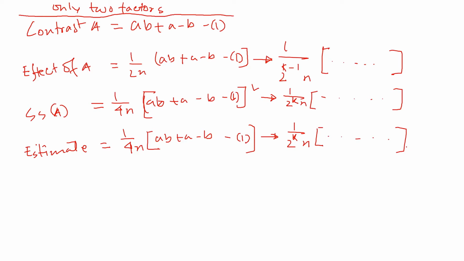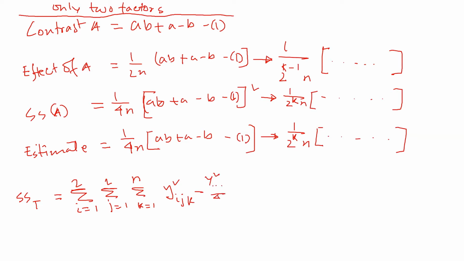One more thing, the total sum of square formula for two variables given in the textbook is like this: summation of i from 1 to 2, only 2 levels, summation of j from 1 to 2, and then summation of k from 1 to n replications, and then y_ijk whole square minus y dot dot dot whole square by 4n. Once again, it will work only if it's 2 variables. So this 4n will not really work if it's 3, 4 or 5 variables.